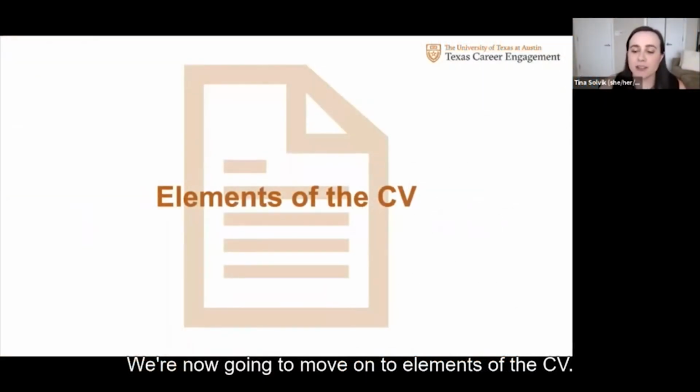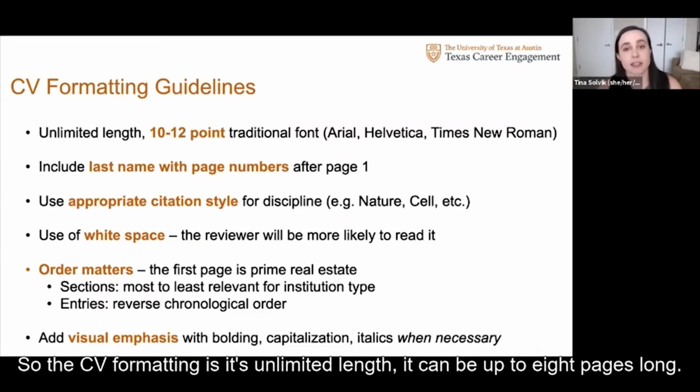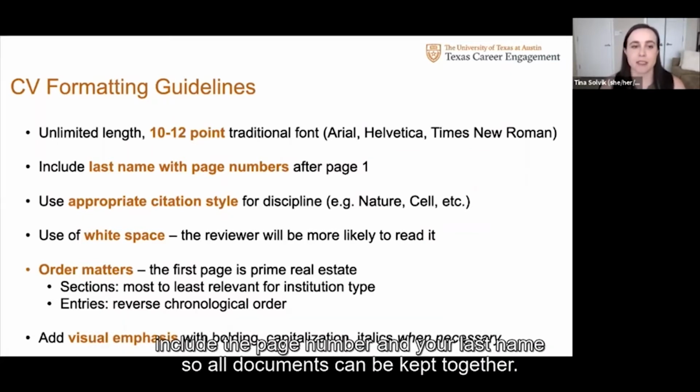So we're now going to move on to elements of the CV. So the CV formatting: it's unlimited length. It can be up to 8 pages long. And it should have 10 to 12 point traditional font, with Arial, Helvetica, or Times New Roman fonts. It should have 1-inch margins. And after the first page with your name, every page after should include the page number and your last name so that all the documents can be kept together.